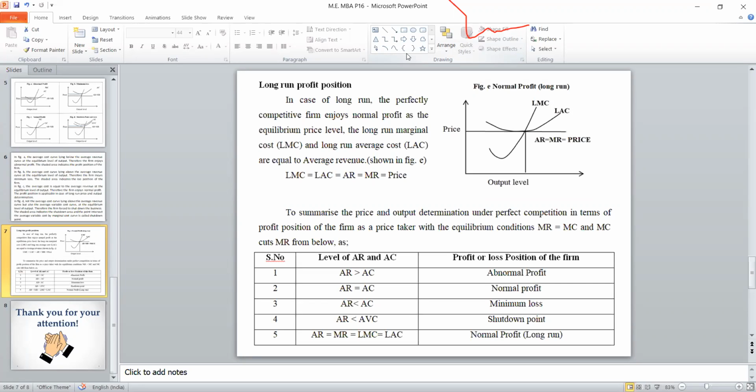One is short run and the long run, and you should tell about the demand curve and the supply curve, and at that point you have to mention excess supply and excess demand. After that only you should tell about the profit position. There are 4 profit positions in the short run: abnormal profit, normal profit, minimum loss, shutdown point. In the long run, all the firms earn normal profit only.